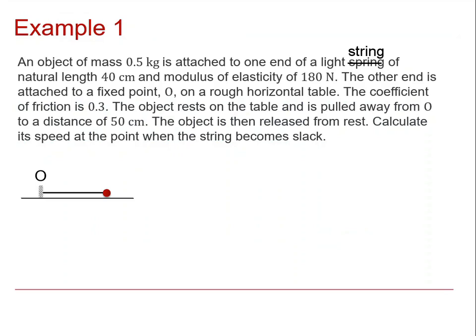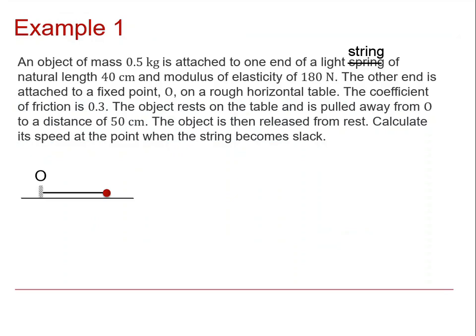An object of mass 0.5 kilograms is attached to one end of a light spring of natural length 40 centimeters. Caution, that will have to become 0.4 meters. And modulus of elasticity 180 newtons, no problem there. The other end is attached to a fixed point O on a rough horizontal table.